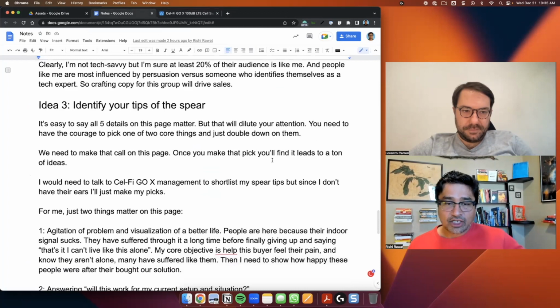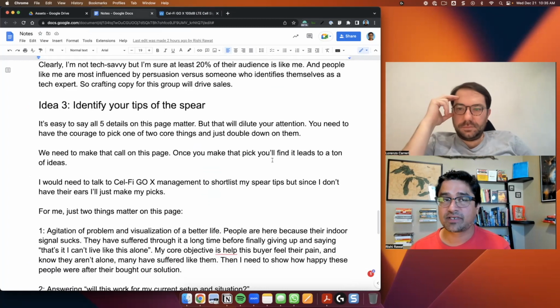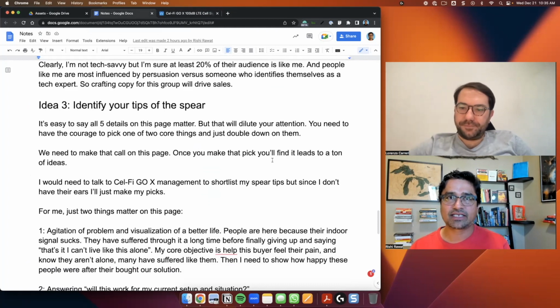All right. So let's get to my third idea. So this I think is really, really important. The idea here is to think about the tips of the spear. I think what happens is that if the management's conclusion is that everything on this page, or all 5 things on this page, are equally important, we are screwed. You have to have the courage to say, no, I demand you to tell me what are the 2 most important things.